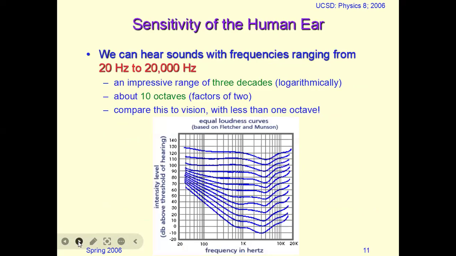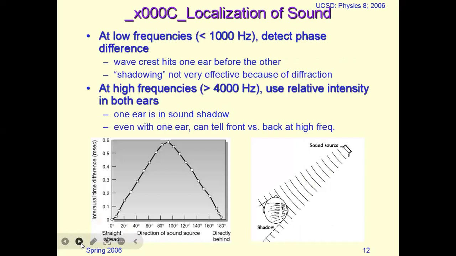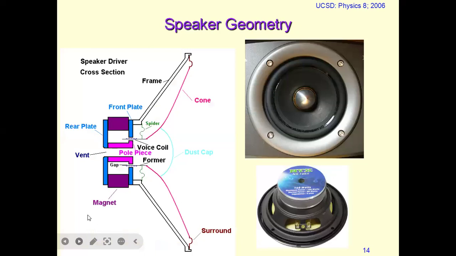This is review one. Sensitivity of the human ear. This is the actual range of hearing sound, 20 hertz to 20,000. So the impressive range of 3 decades logarithmically, about 10 octaves, factors of 2, compare this to vision with less than 1 octave. This is the frequency difference between hearing level. Our speaker geometry we are using in our real life actually is used to make sound wave.